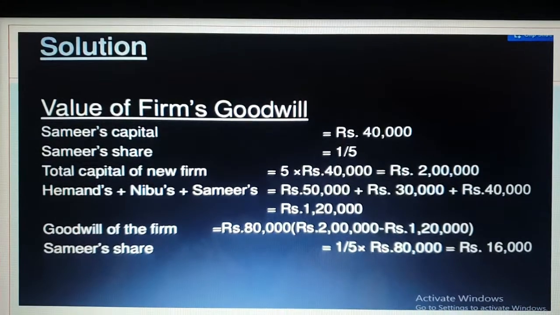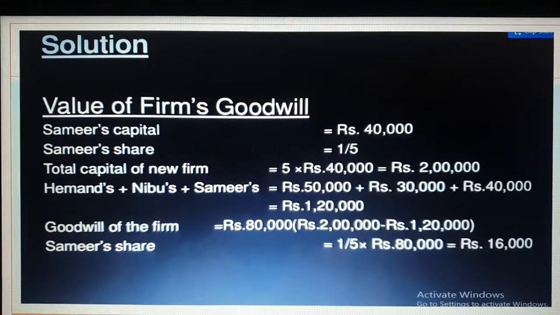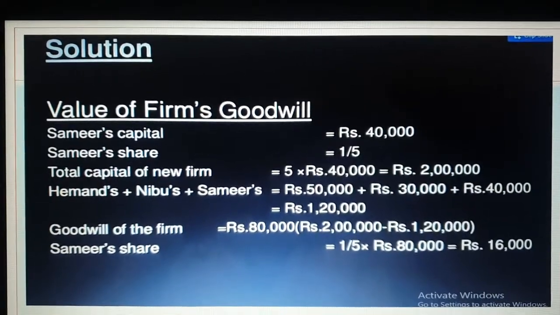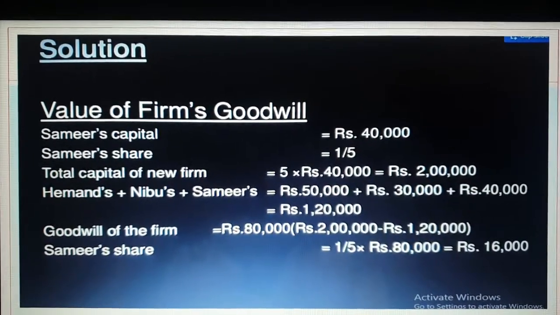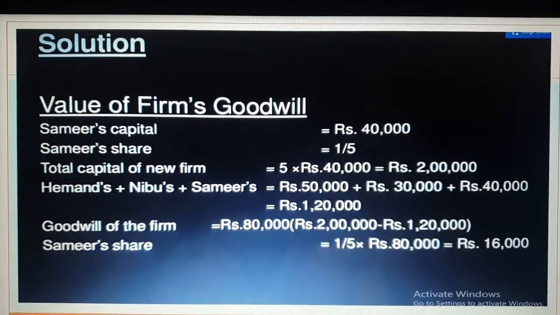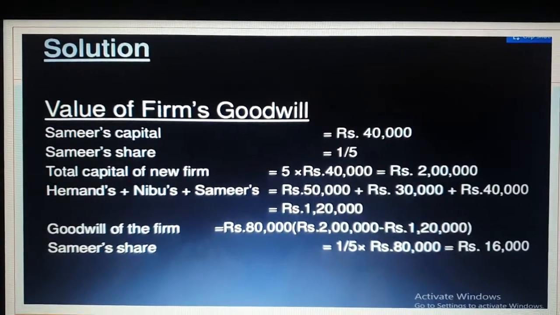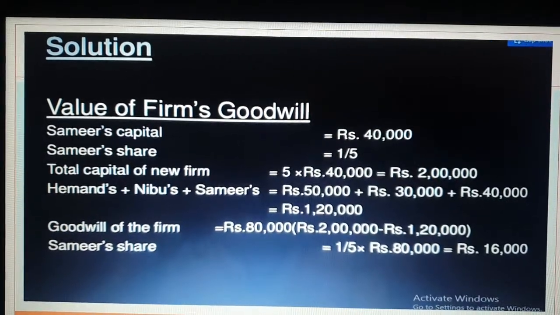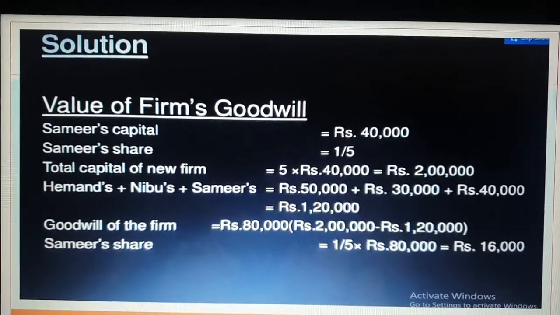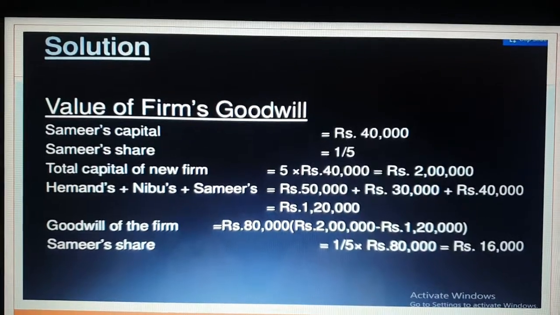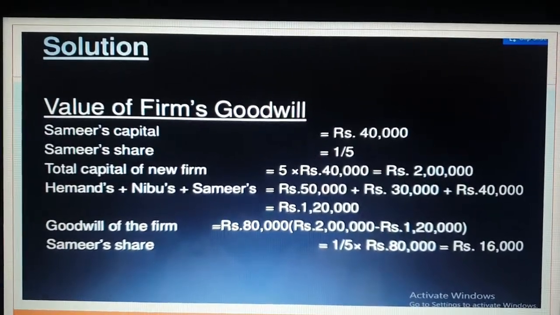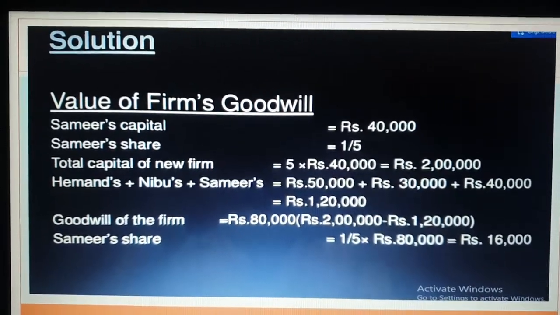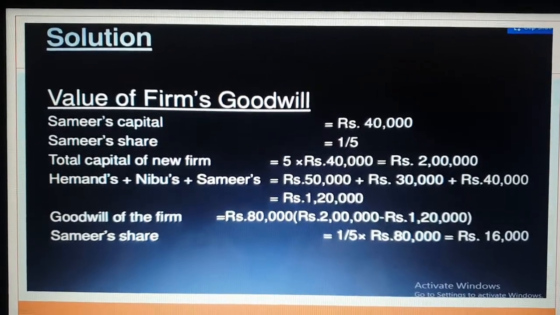And if you calculate the goodwill brought in by the new partner, then you have to calculate 1/5 of the 80,000. So 16,000 is the new partner's goodwill. So three steps there. First calculate new capital. Then out of new capital you have to deduct the capital of all the three partners. Rest will be the firm goodwill, and out of firm goodwill you have to calculate the share of the new partner, that is Sameer's share. So Sameer's goodwill will be 16,000.